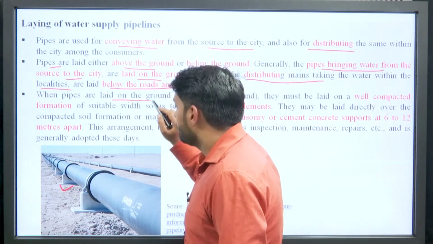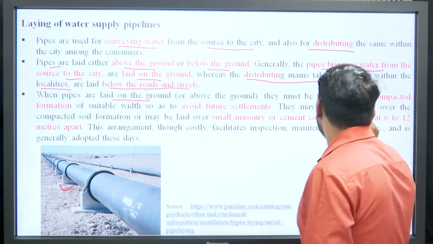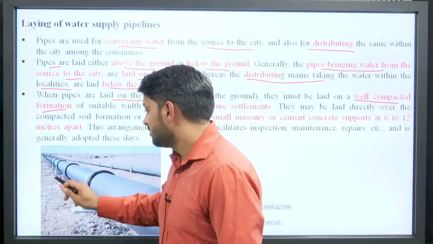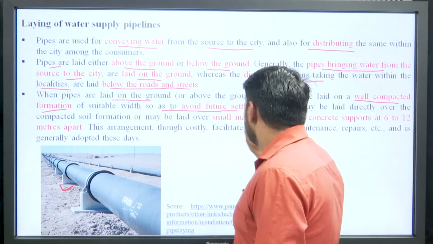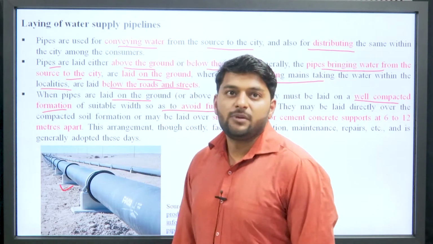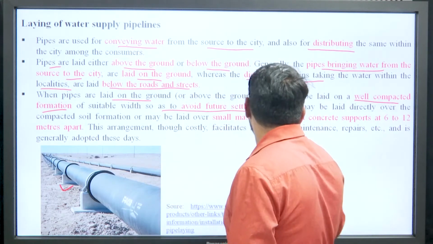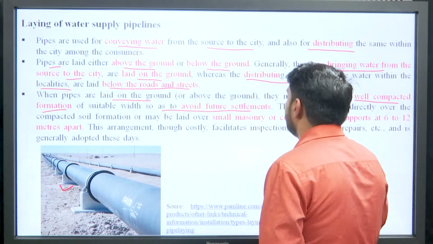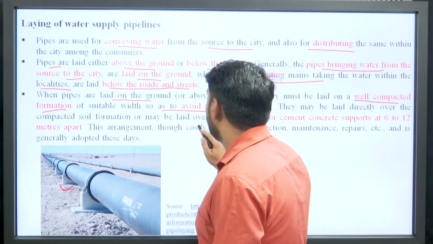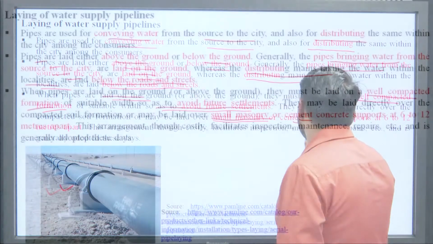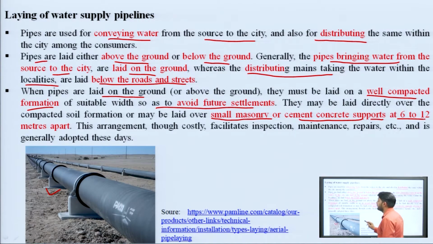When the pipe is laid on the ground, what will happen? We have to compact the ground surface, okay? And why should compaction be done? Compaction should be done in order to avoid settlement in the future, and it is mandatory that the pipe should not be laid just above the ground. It should be laid over small masonry or cement concrete support at an interval of 1.6 to 1.2 meter apart. Okay? This arrangement will be helpful in order to perform the maintenance work, repair work or inspection work.